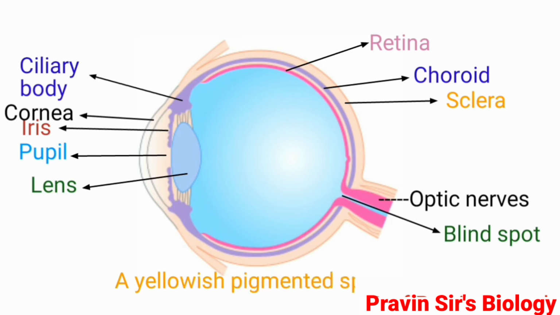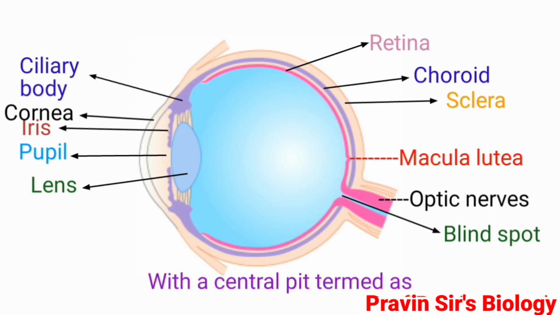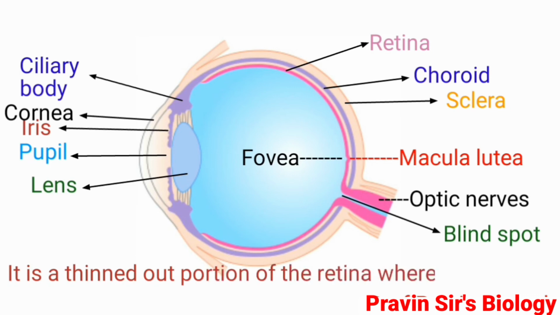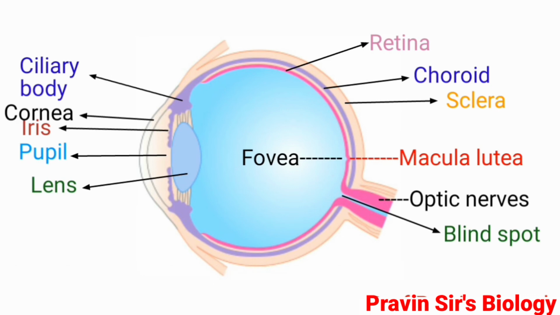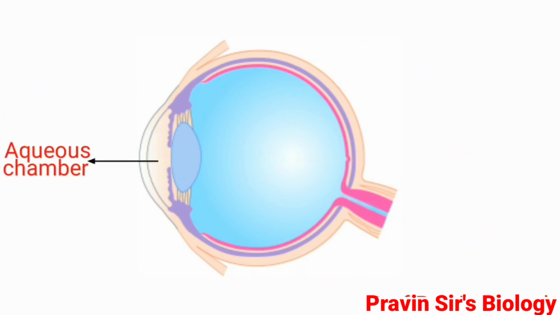A yellowish pigmented spot called macula lutea is present lateral to the blind spot with a central pit termed as fovea. It is a thinned out portion of the retina where only the cones are densely packed and therefore have greatest visual acuity resolution. The aqueous chamber is a space between the cornea and the lens.